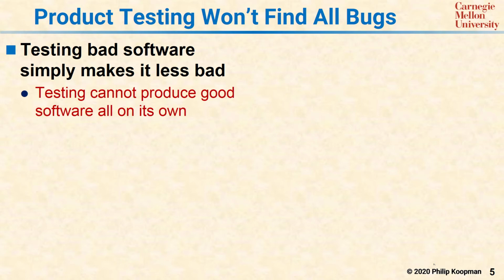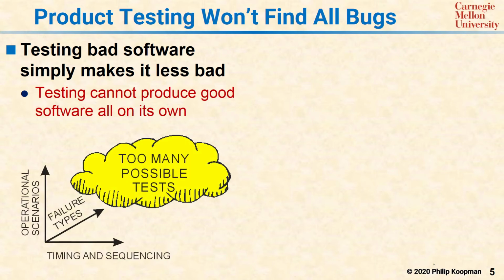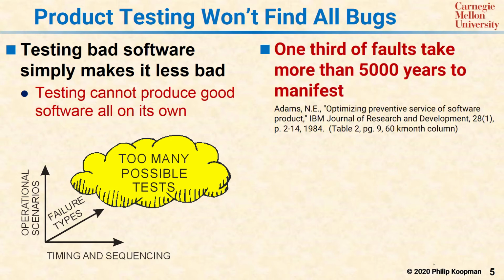The plain fact is there are too many different timing and sequencing combinations, failure types, and operational scenarios for testing to cover everything and find every bug. It's just not going to happen. This has been known for a really long time. There's some data from 1984 from IBM about how long it takes to see a fault when you operate a system. Now, this may sound like old data, but the importance here is back in the 1980s, IBM mainframe software was extremely dependable. So this data applies to software that has very, very few bugs found.